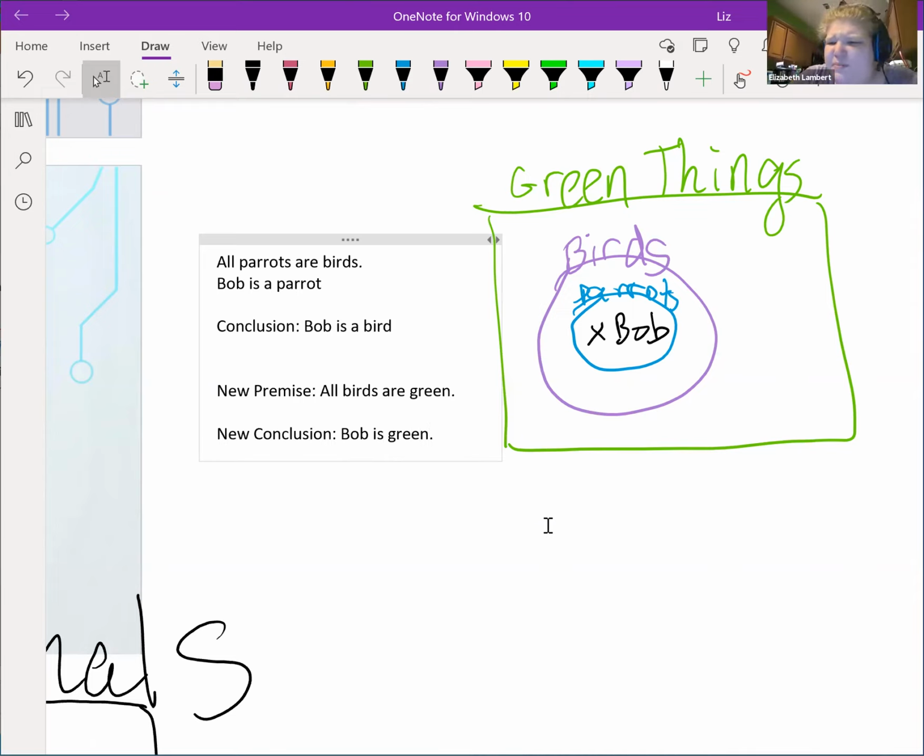Hopefully, though, you guys are saying, but birds aren't all green. We have flamingos. They're so not green. Right. And that means the new premise I proposed is a false premise. The previous two could certainly be true. I'm sure there's a parrot named Bob out there somewhere. All parrots are birds. But my new premise, all birds are green, we know is false. So even though the conclusion is valid, it logically follows, it is not sound because I've used a false premise.